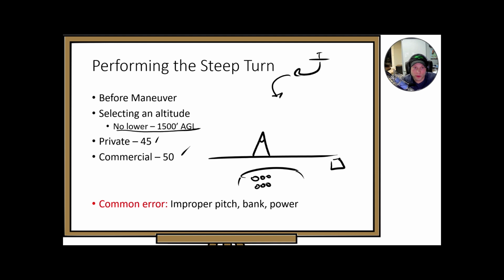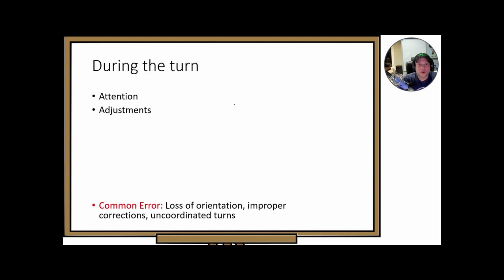Some common errors before you or as you're getting into the turn are improper pitch, bank, and power settings. Remember, you want to be trimmed for hands-off flight before you even start the maneuver. I'm telling you, trimming your aircraft is one of the best ways to make flying simple. Make it a lot easier. Now, during the turn, I'm going to draw my airplane here. You want to spend most of your time looking outside of the aircraft.